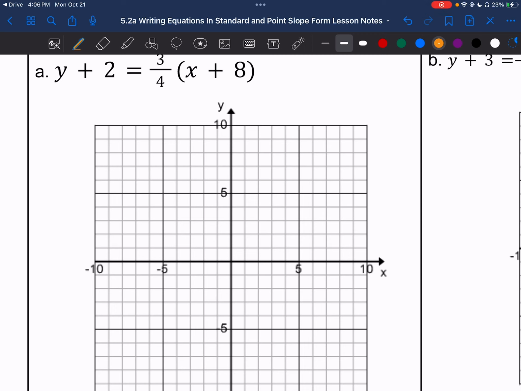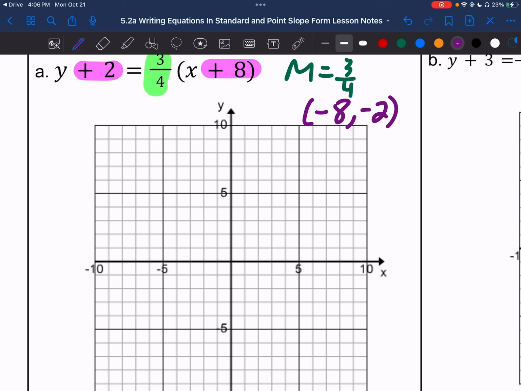All right, so for letter A, we're going to find our slope, which is really easy. It's 3/4. My point, we have a +8 and a +2. Ooh, that tells me I have double negatives here. So my slope is 3/4, and my point is -8 and -2. So we go to the left 8, and we go down 2, and my slope is a +3/4.